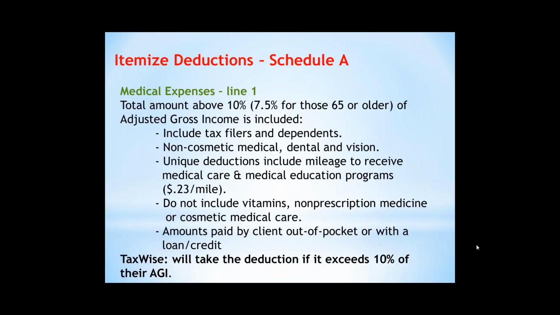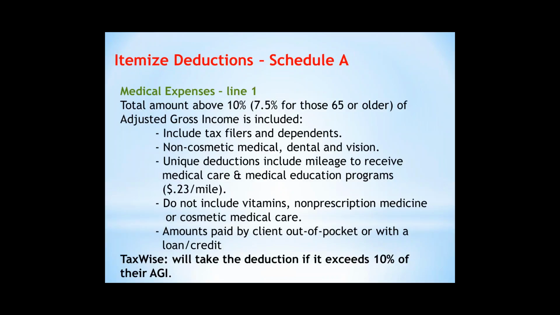So medical expenses, like I said, are one of the reasons why people are looking to itemize. It's one of the top reasons. It's the first line in that Schedule A. And really, you can take the total amount above 10% of the adjusted gross income.